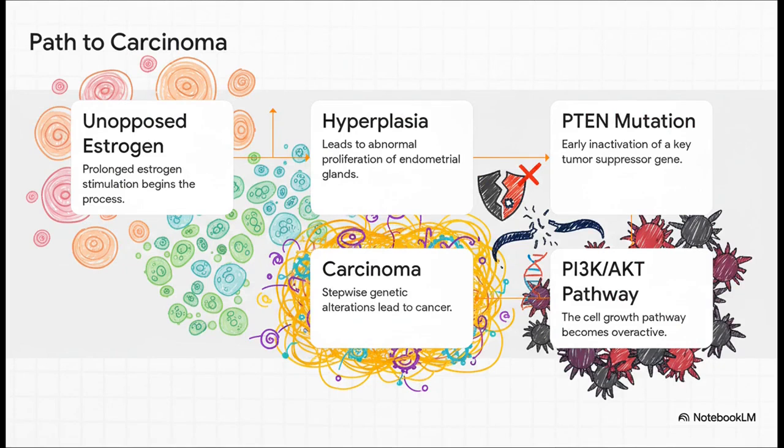So this just puts it all together beautifully, doesn't it? It's a clear, step-by-step story. You start with that unopposed estrogen. That causes the hyperplasia. Then you get that critical PTEN gene mutation. That mutation puts the PI3K/AKT growth pathway into hyperdrive, and bam, you've got carcinoma. It's a very logical, very clear progression.